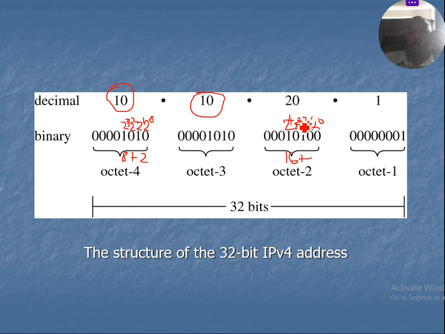This is 2 to the power of 3, which is 8. Multiplied by 0, it gives you 0. Then this is 2 to the power of 2, that's 4. 4 times 1, that's 4.